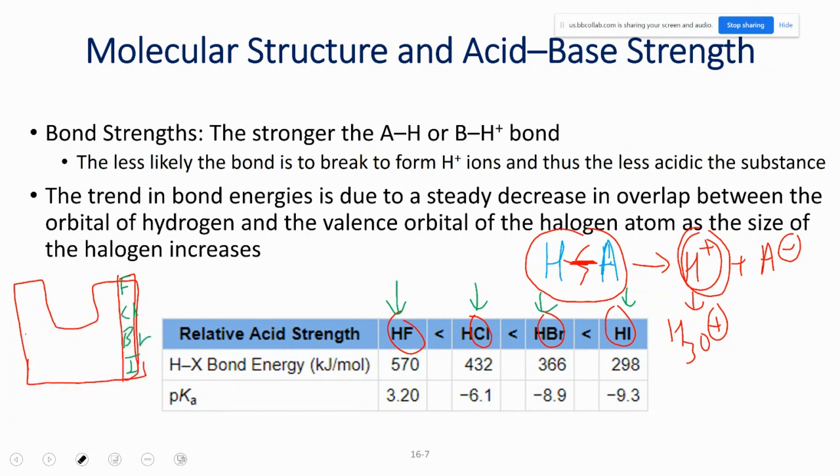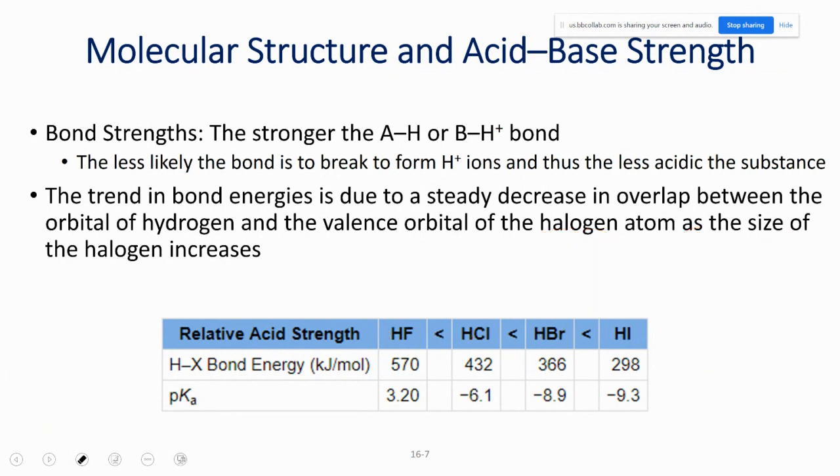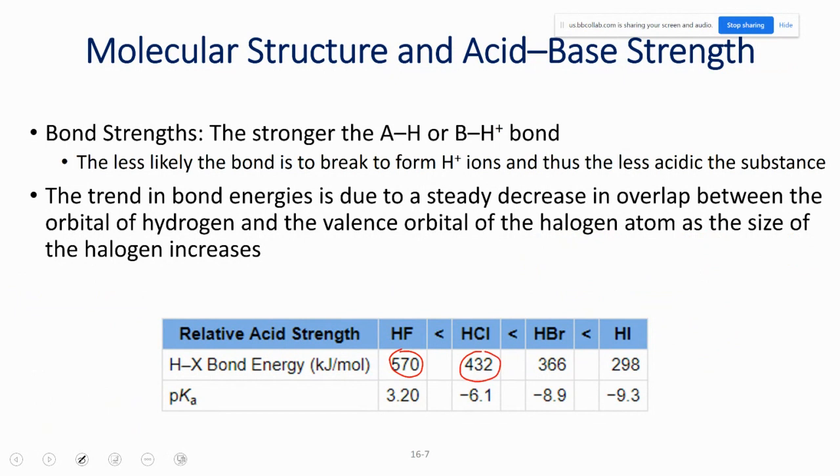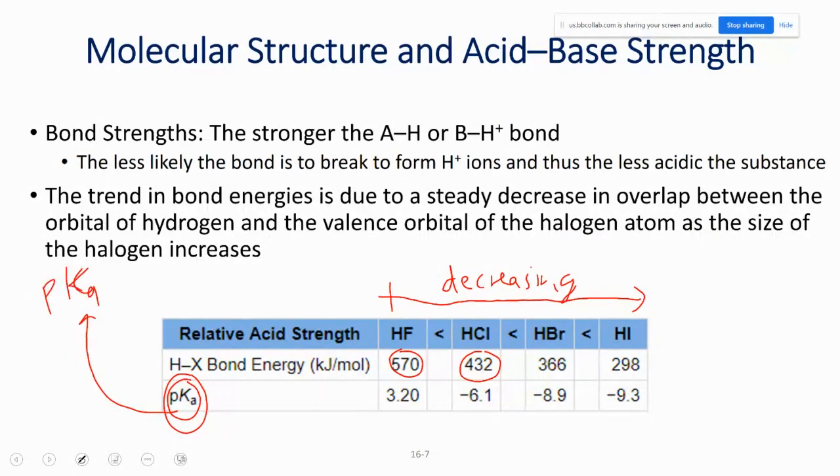So let me erase all that. If you look at the bond strength right here, 570 for HF, 432 for HCl. That means the bond strength is decreasing as you go along. And what's going to happen to the strength of the acid? Remember, make sure you revisit the concept of pKa. What we had said was the lower the pKa, the stronger the acid. And look at that, the strength of the acid increases.